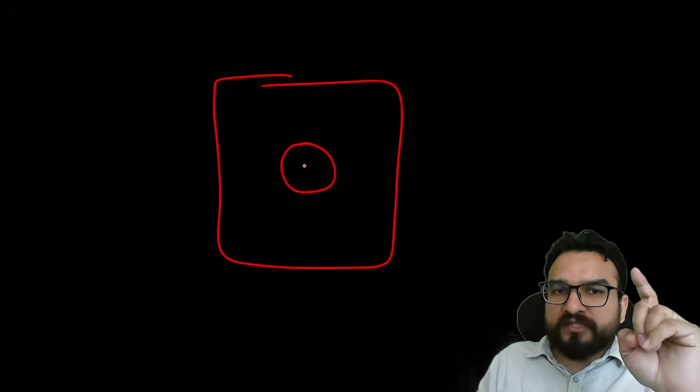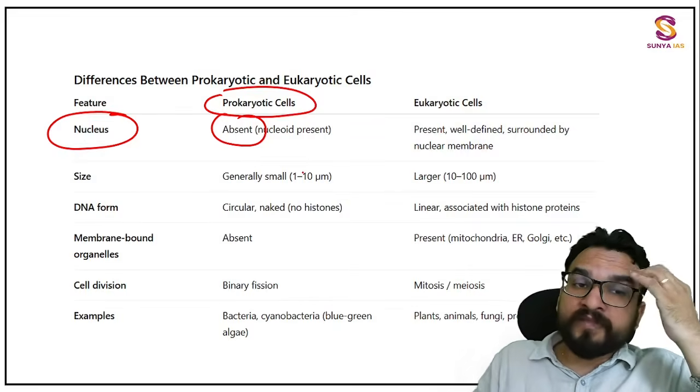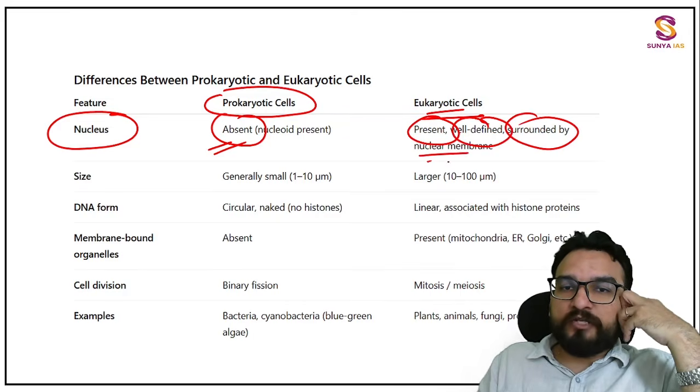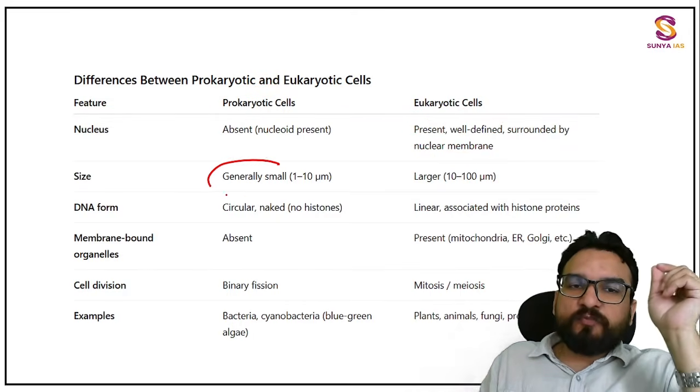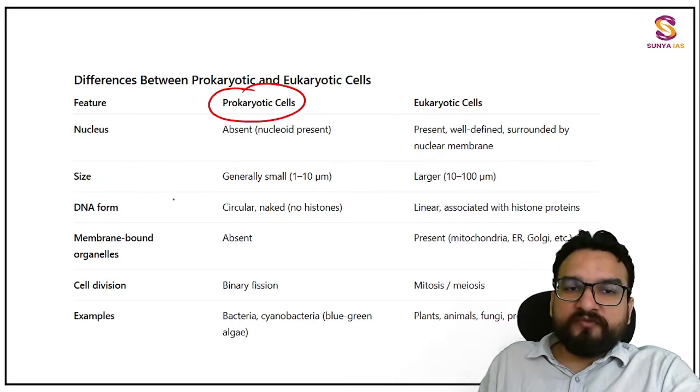So over here nucleus is very important. This is the center part you will be finding. Nucleolus you will be finding over here. This is absent in prokaryotes, present in eukaryotes, well defined, surrounded by nuclear membrane. Whereas the size of prokaryotes is small. DNA over here, one important thing in prokaryotes, you will be finding that they are having a circular type of DNA like this.